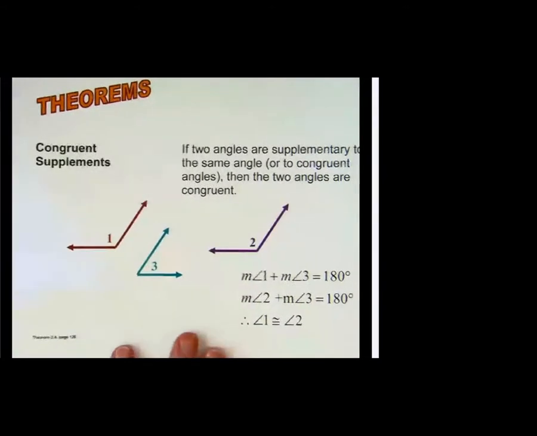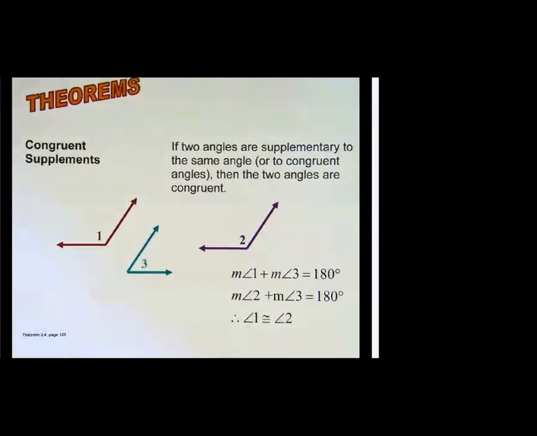Congruent supplements. Again, this one's pretty obvious. If two angles are supplementary to the same third angle or to congruent angles, then the two angles are congruent. Okay, so what do we have here? We're given that they're supplementary to the same angle.